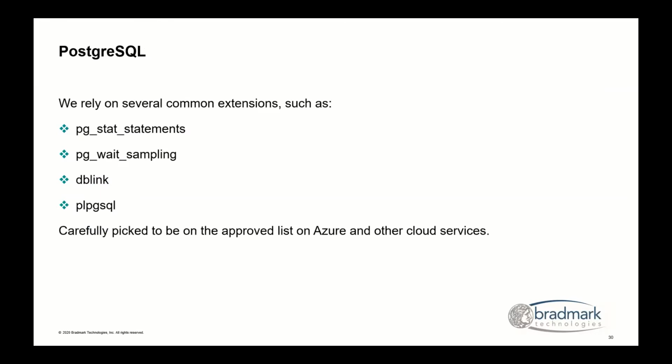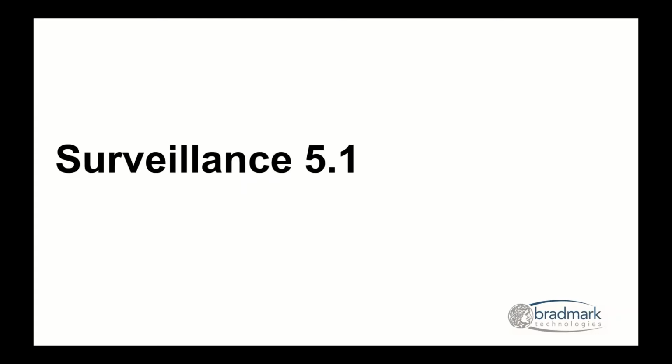A little bit on PostgreSQL, if you're interested in that, that's something we've been doing for a while. And one of the things we were very sensitive about is people who are running it in the cloud, so we have to make sure we use extensions that are available on things like Azure and stuff like that. So we use a couple of common extensions such as PG stat statements and DB link and those kinds of things. And we've made sure to carefully pick these items so that they can run in the cloud or on premises with no problems. So now Surveillance 5.1 is a major release that we're putting out.